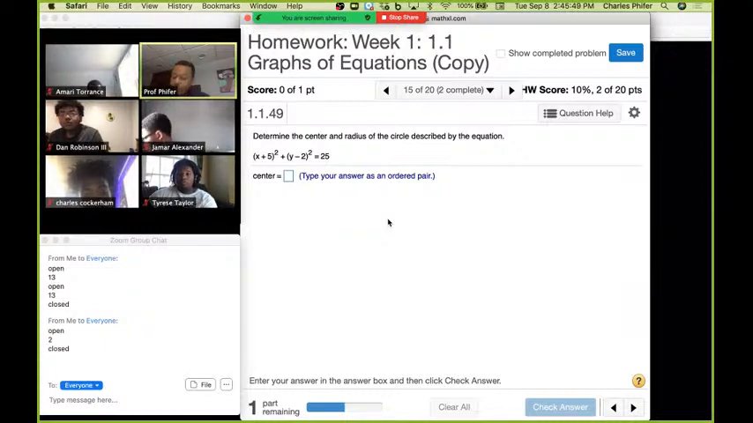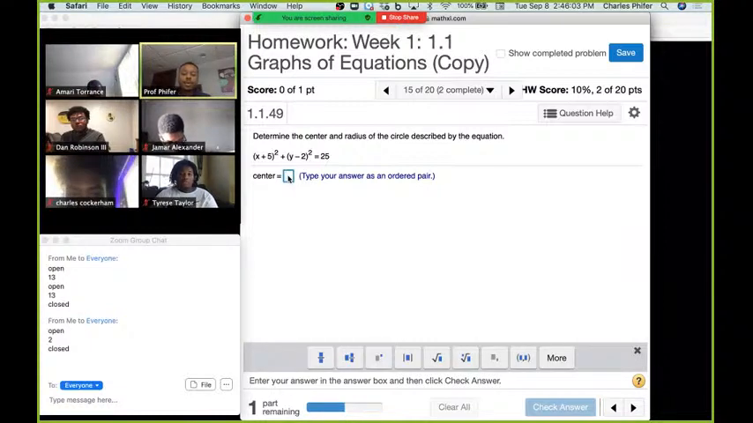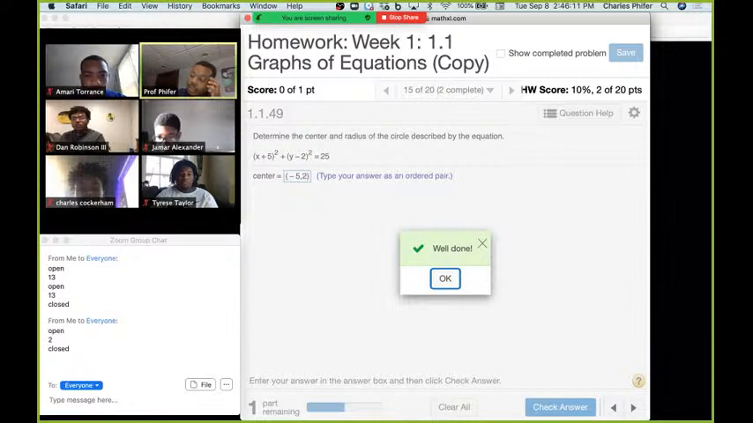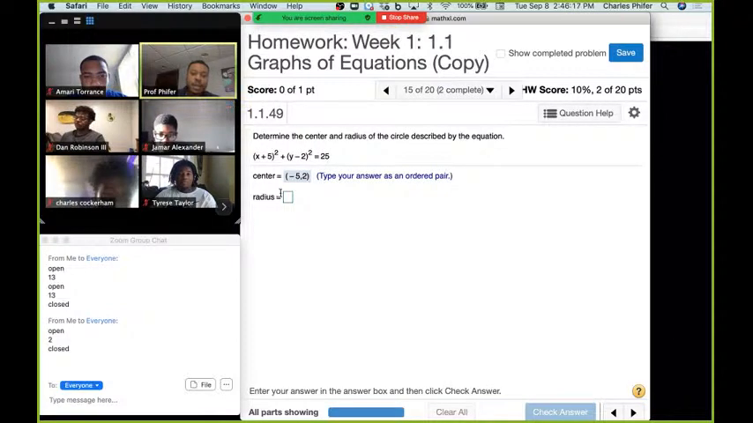And it comes from section 1.1, question 49. It says determine the center and the radius of the circle. Oh, so it's nothing to write down here. This is already in standard form. So the center is going to be -5, 2. Notice how we flip the signs, because it has to be x minus h and y minus k. And then the radius is going to be 5.